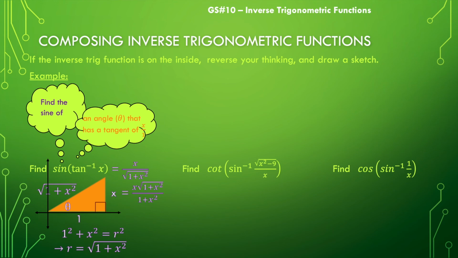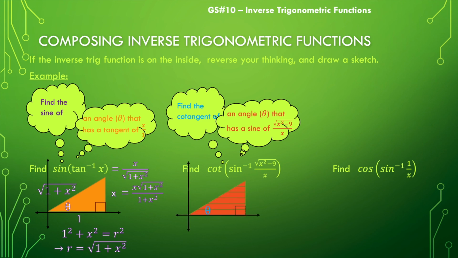All right, the next example we are going to look at, we're going to be finding the cotangent of an angle that has a sine of the square root of x squared minus 9 all over x. So let's draw our triangle. And let's label it appropriately. Our opposite side will be the square root of x squared minus 9. Our hypotenuse would be x. And then we would use Pythagorean theorem to solve for our remaining side.